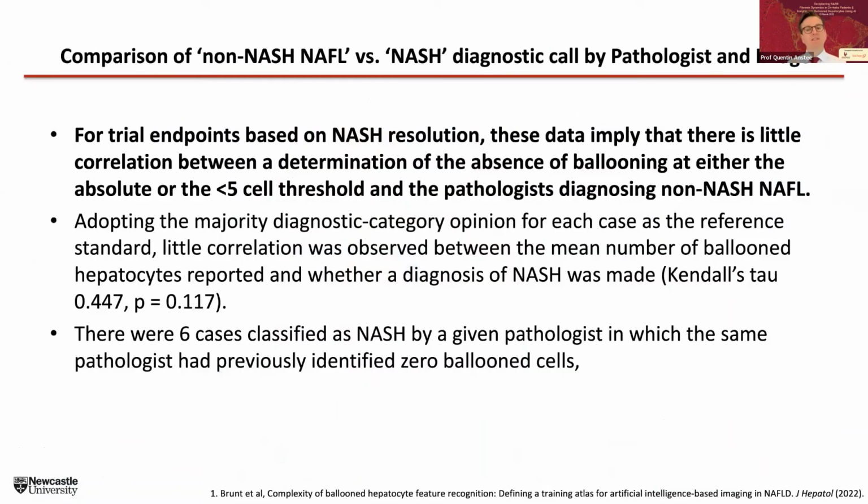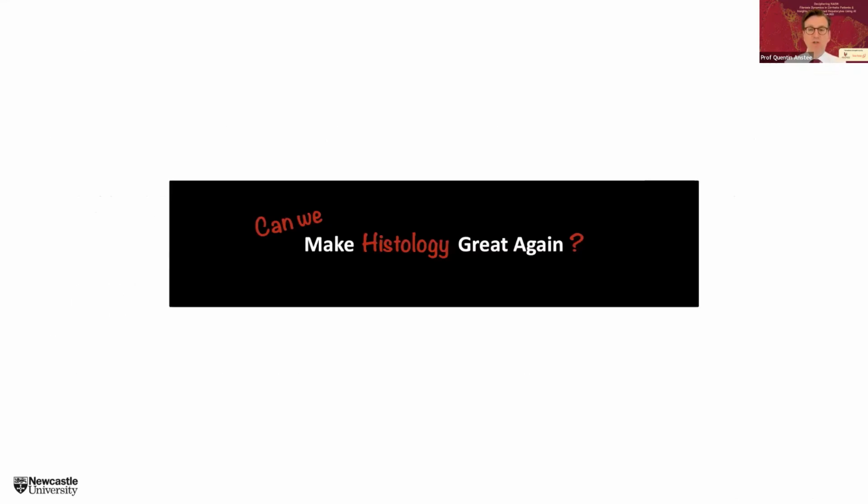And I think this is an important point that we really need to take away from this: these data imply that there is very limited correlation between a determination of the absence of ballooning, at either the absolute level or the less than 5 cell threshold level, and a pathologist's willingness to diagnose steatosis or steatohepatitis. And I think that probably speaks to the complexity of what is going on when a pathologist is integrating all the visual clues to identify a balloon cell.